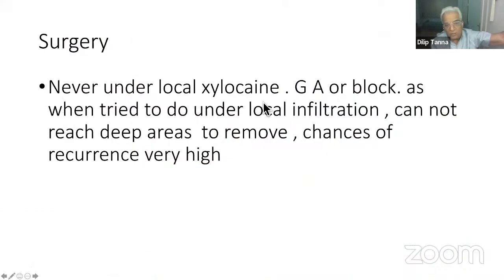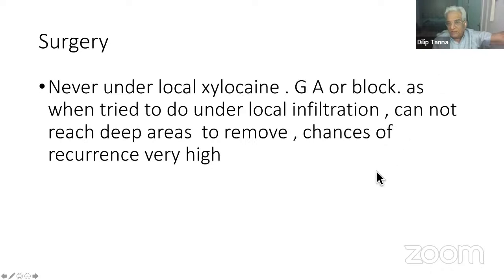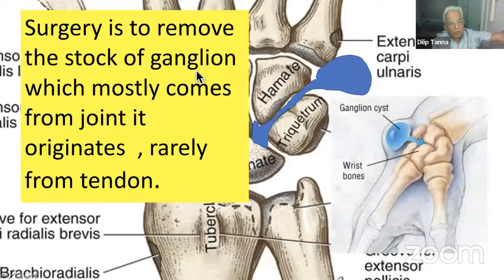Now, never under local anesthesia, because I think the juniors start under local anesthesia to save some money. And when you go deep down, it is painful. So ultimately, you will not be able to really go down right inside between the joints and remove it comfortably. When tried under local infiltration, you cannot reach the deep areas to remove. Chances of recurrence are very high. As you know, the junior surgeons' recurrence is high because they try to do it in OPD and under local anesthesia. Surgery is to remove the stalk of the ganglion, which mostly originates from the joint. Rarely it comes from the tendon.